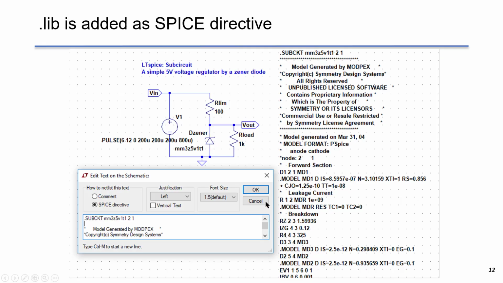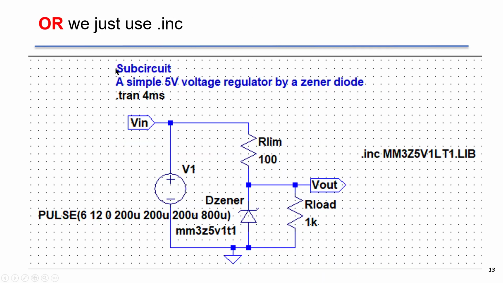Now let's hit OK, and as we said before, we input the subcircuit model as a spice directive. The hotkey is S, and we hit OK. This model is finished. We copy and paste the whole subcircuit as a spice directive here. Another method is just to use .include or .inc. We include the whole library from the local directory so that the schematic looks much cleaner.